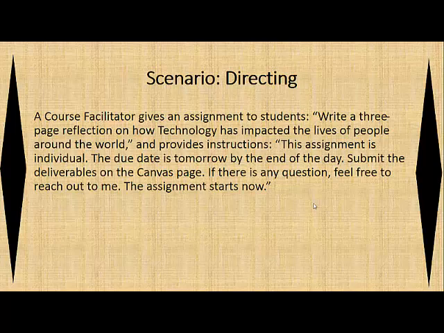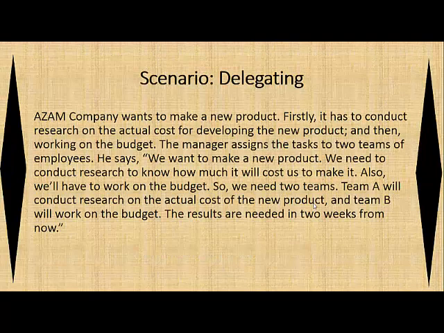There is also another scenario in delegating. It is an example of a company which might want to make a new product. First, it has to conduct research on the actual costs for developing the new product, and then work on the budget. Those are the two tasks that are needed. So the manager sends the tasks to two teams of employees.